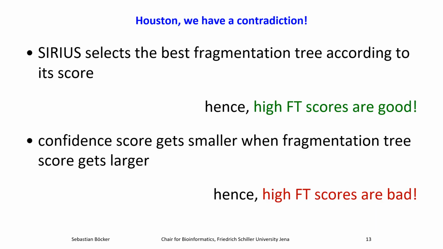For example, we noticed that the higher the fragmentation tree score, the worse our confidence in a hit was. And that is really strange, because Sirius instead selects the best fragmentation tree based on the highest score. Okay, so high fragmentation tree scores are simultaneously good and bad, and that doesn't make any sense.